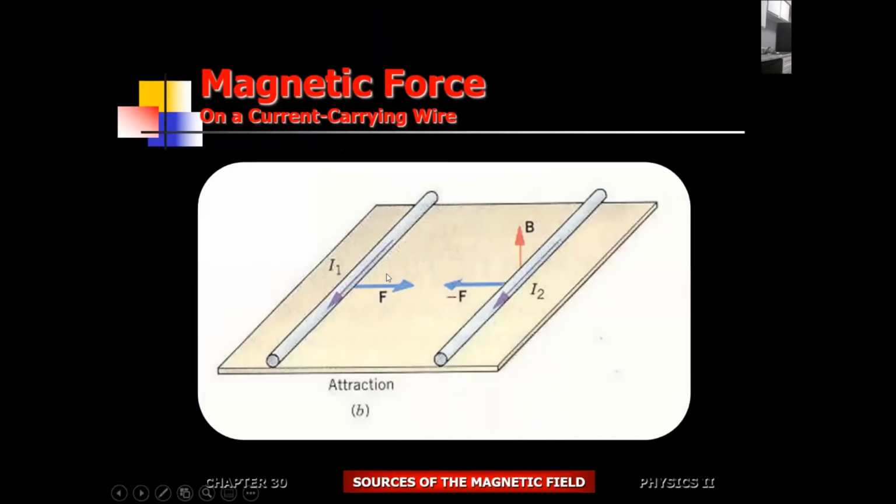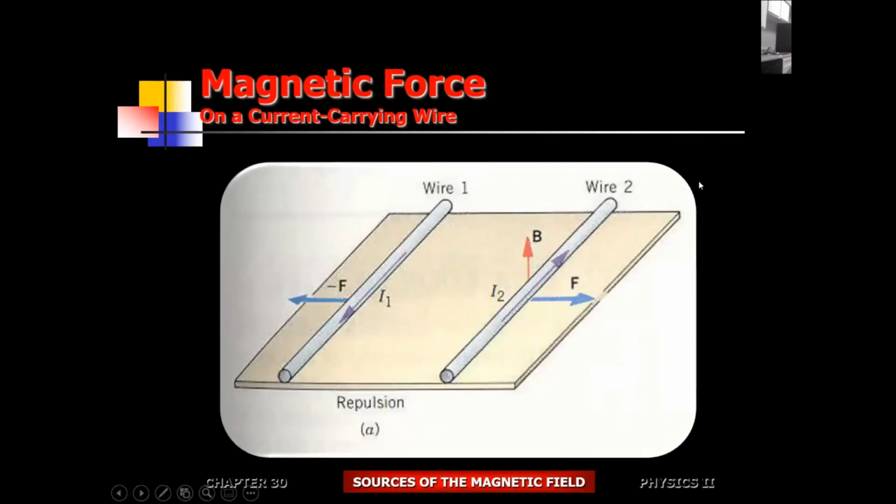All right, so what's causing the appearance of attraction of these wires? It so happens that the currents are in the same direction. The magnetic forces are going to be pointing towards each other. The magnetic force acting on this wire is going to cause a deflection to the right. The magnetic force acting on the other wire is going to cause a deflection to the left.